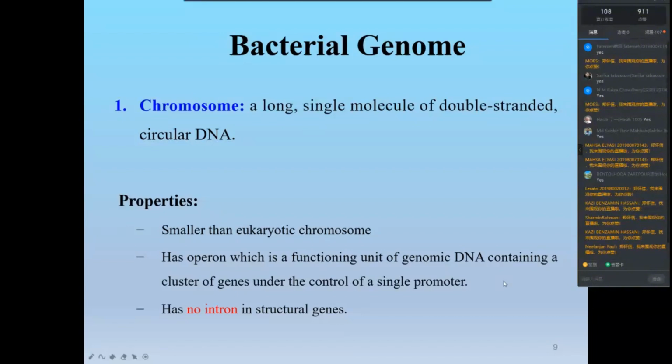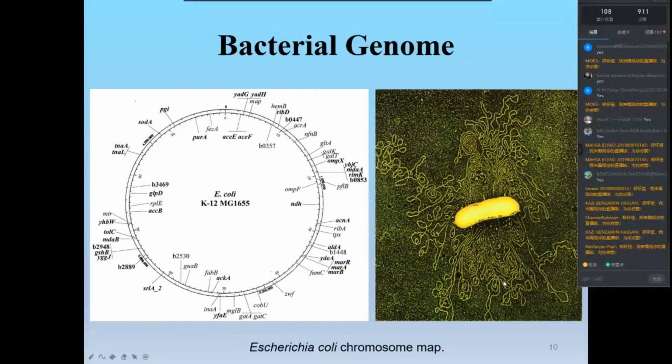And in the structural genes, there is no intron. That's what we mentioned. In the bacterial genes, there is no intron. So there is no RNA splicing procedure in bacteria, in prokaryotic cells. Here is the example of the bacterial genome, the bacterial chromosome. This is the E. coli chromosome.